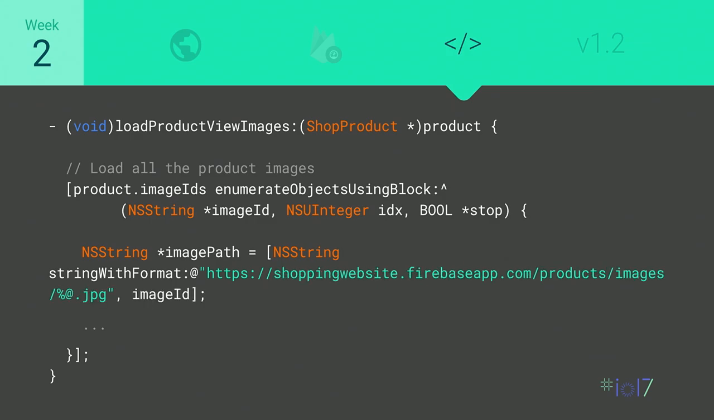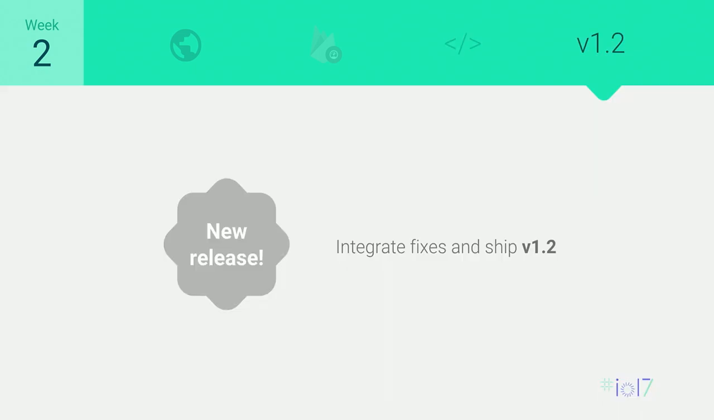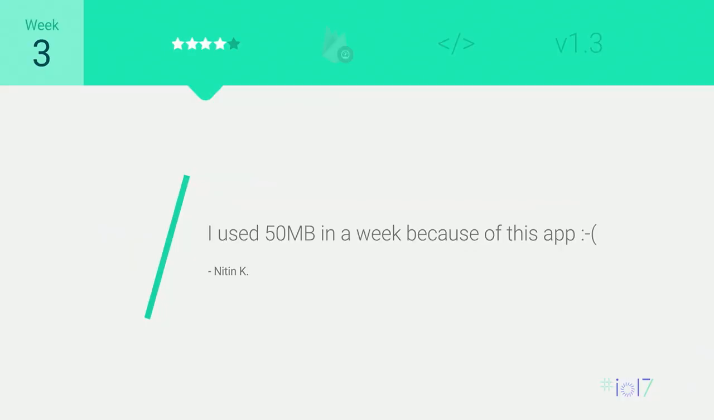She switches the URL call to call the Firebase hosting service, and that takes care of that issue. And she packages up all these fixes, releases version 1.2, and that's the end of week 2. Now, week 3, we're seeing things starting to get better.